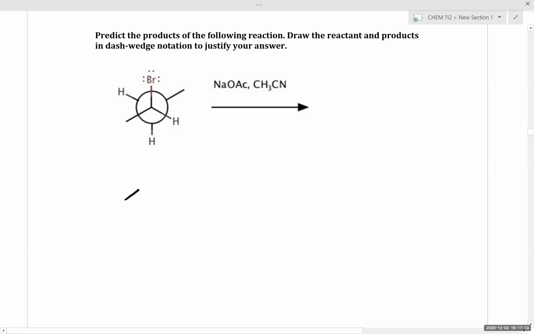So let me draw out what the student mentioned. So on the left, I have a structure like this. Is this the student's proposed structure? Okay. So let's talk through this.